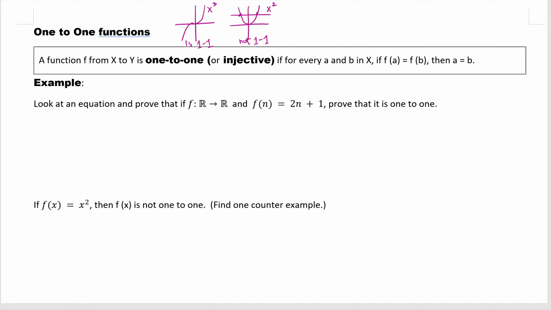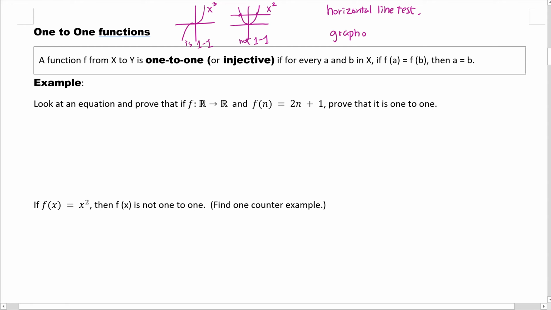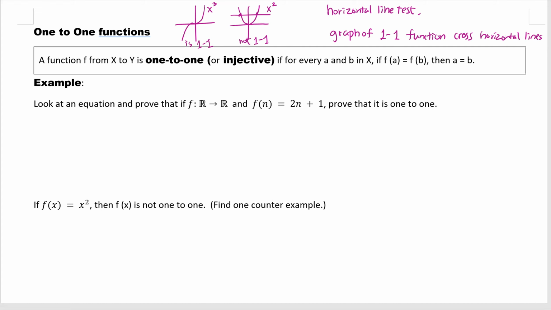Okay, so for one-to-one functions, we have a horizontal line test. What is it about? The graph of a one-to-one function crosses every horizontal line at most once.